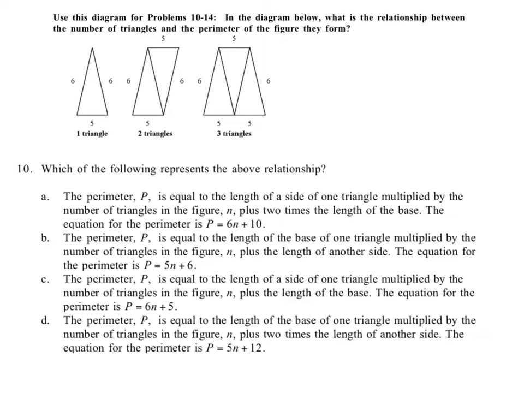Okay, similar to an earlier one we did with the rectangles, this one is with triangles, but it's also about relating the perimeter to the number of triangles. So, which of the following represents the above situation?